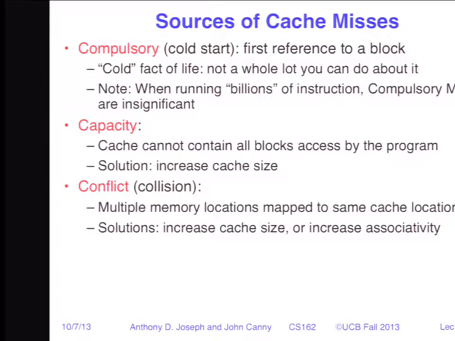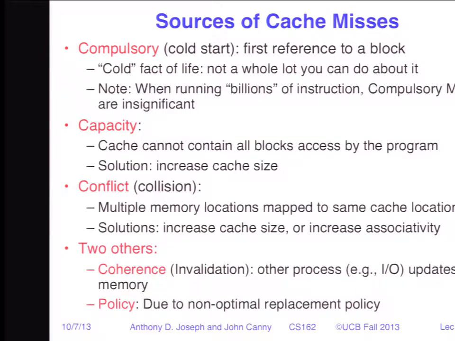Next set of misses is conflict or collision misses. This is where multiple memory locations map to the same location in the cache. The solution here is to make the cache bigger or to increase the associativity of the cache. We'll see this when we go through the different organizations for cache. And then there are two other types of misses which we're not going to look at as much in this class. One is coherence misses. This is where an entry in the cache gets invalidated because another processor, another core, or an I/O device modifies the item in memory, so we have to invalidate it.